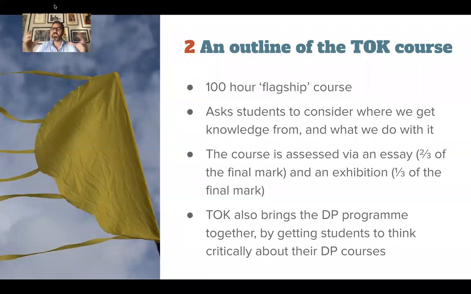It tries to bring together all of the aspects of the DP, all of the different subjects. So students are asking critical questions about their courses, comparing, say, the objectivity of knowledge in mathematics with how we assess artistic knowledge. You might compare how we gather data in geography with more experimental sciences such as physics and chemistry. So it acts as a sort of hub to the DP, and it's a great way for knowledge to flow between different subjects.